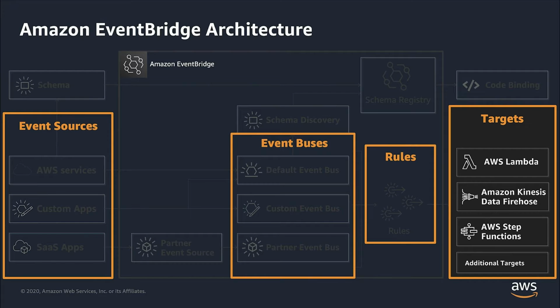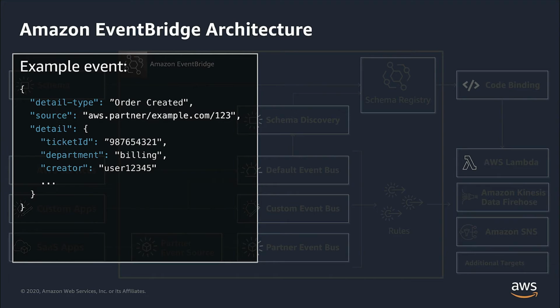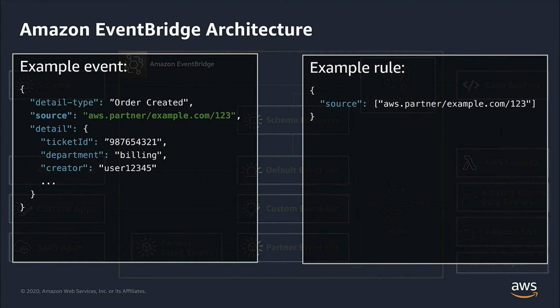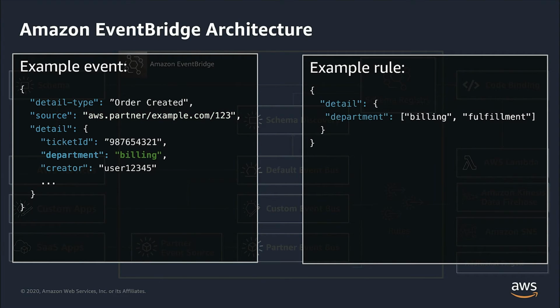Let's take a look at some examples of how rules can match a sample event. Here we have a sample event for an order being created. In this example, the rule matches using the source. It's a simple equality comparison, and because the value in the rule matches that of the event, it is forwarded to the targets. Looking at a slightly more advanced scenario, the rule will match a message with either the billing or fulfillment departments. However, this event would not be matched because the rule is looking for a detail type of order shipped.